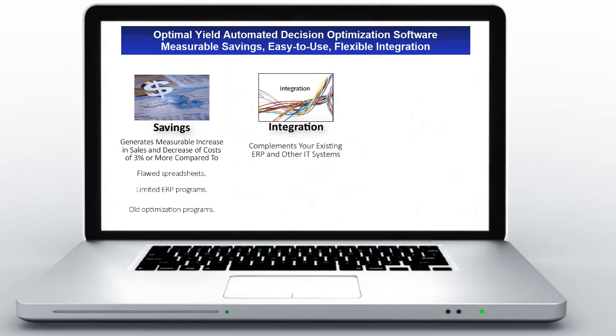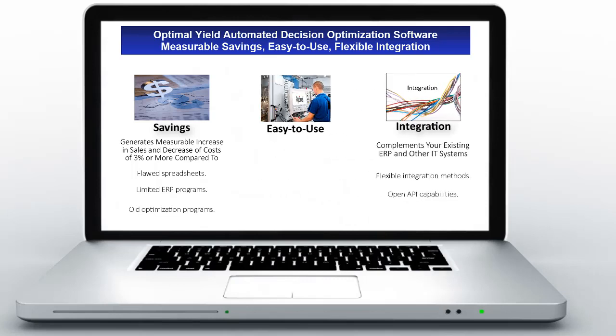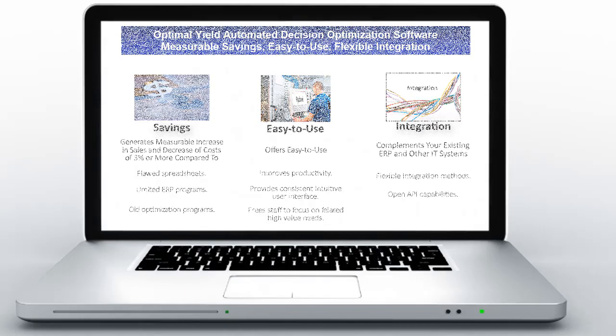The software provides flexible integration with other IT systems. Optimal Yield integrates and complements ERP systems, leveraging the data stored in ERP systems. Optimal Yield has both manual and automated operation modes. A web-based software-as-a-service solution, Optimal Yield is easy to use, helping to save time and improve your productivity.